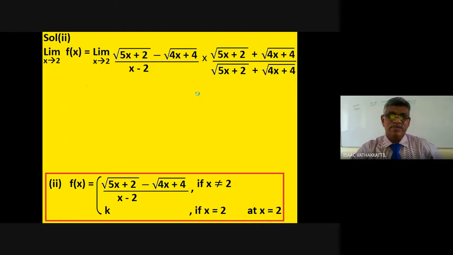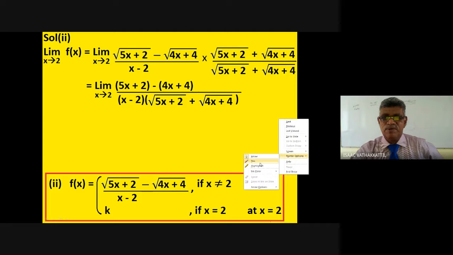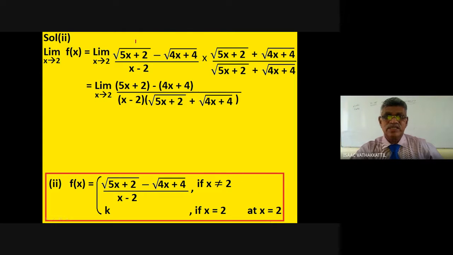So the numerator becomes a minus b into a plus b, which is a squared minus b squared. This is a, this is b. A squared minus b squared is 5x plus 2 minus 4x plus 4.